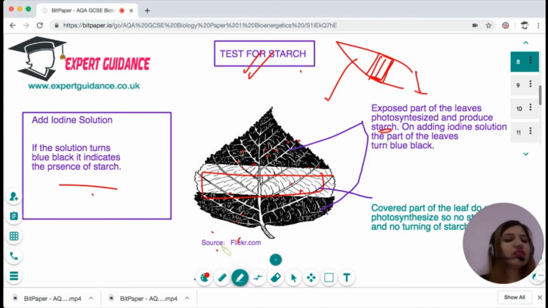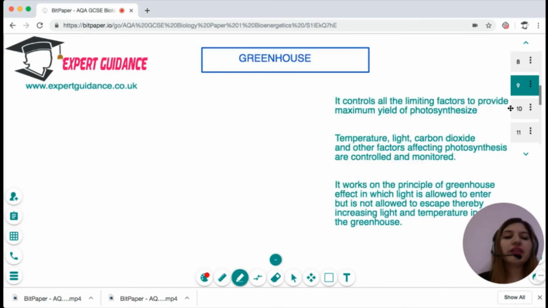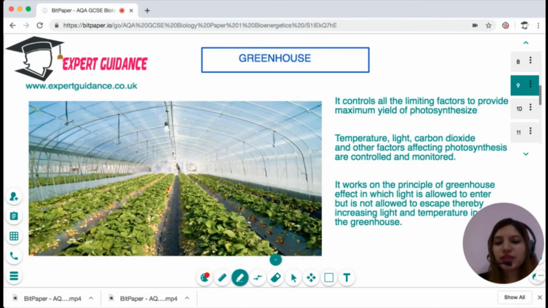What are variegated leaves? Leaves which have different colors. So wherever there's a green color, that part will turn blue-black, and the rest of the part will remain the color of the iodine. Okay, so next is a greenhouse.